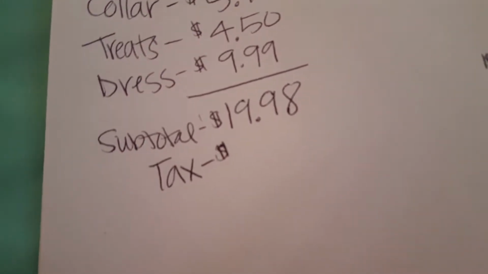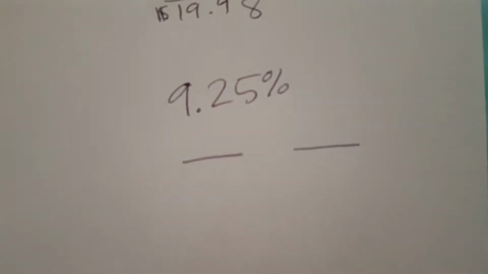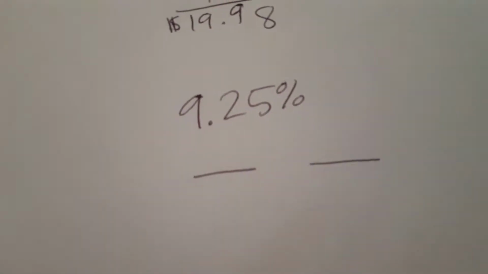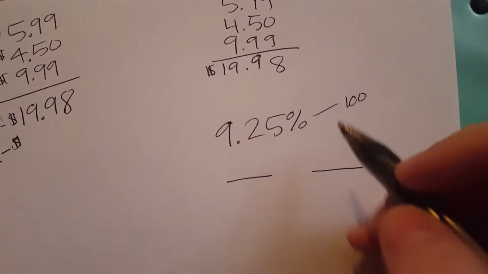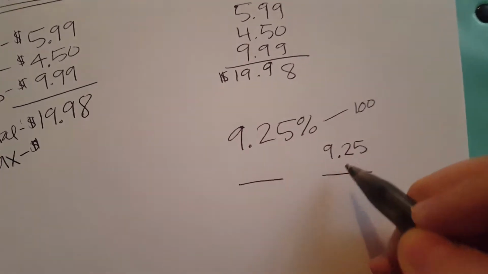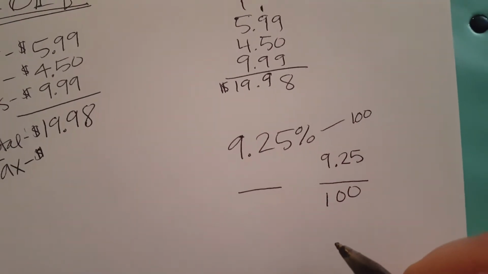And of course, we've learned that we have to pay sales tax, and in our area, sales tax is going to be 9.25%. So one way we've learned to do this is to set it up like a proportion. Alright, and we know that percent means that it's out of 100. So I'm going to put that 9.25 over 100. Okay, very easy.